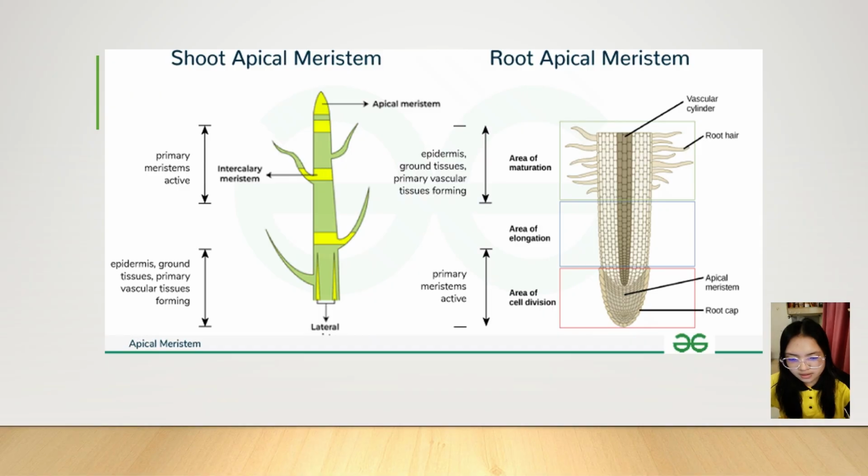Okay, the upper one is the vascular cylinder, and the one that looks like tentacles is root hair, and the one above is apical meristem and root cap. Okay, that's all.